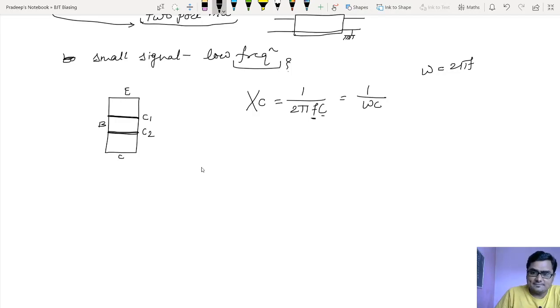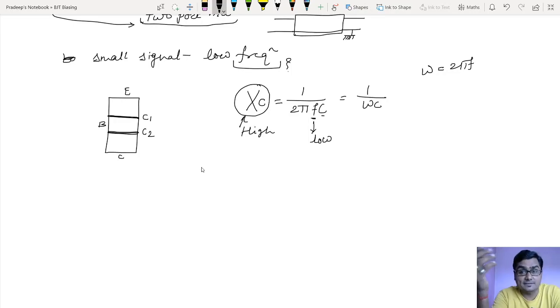Now see, if this frequency is very low, then this capacitive reactance will obviously be very high. If the frequency is low, the capacitive reactance will be very high, because the frequency component is in the denominator, so it is an obvious thing. Now come towards the transistor once again. Here I have two capacitances.